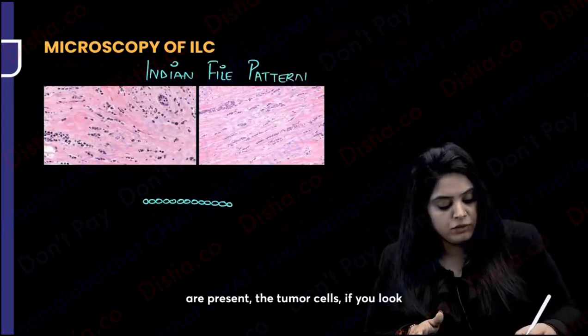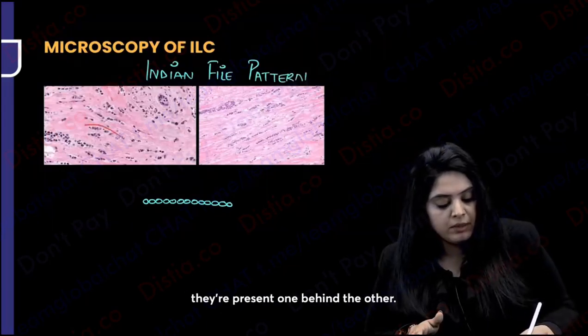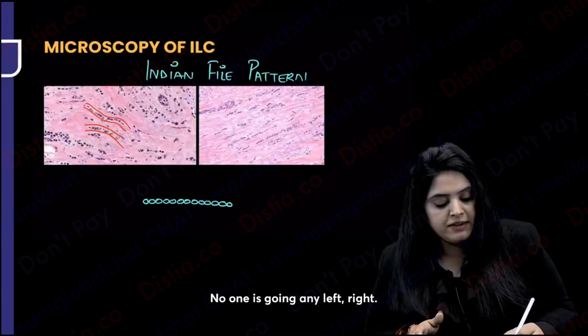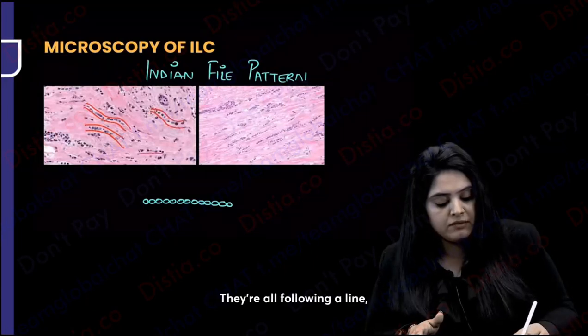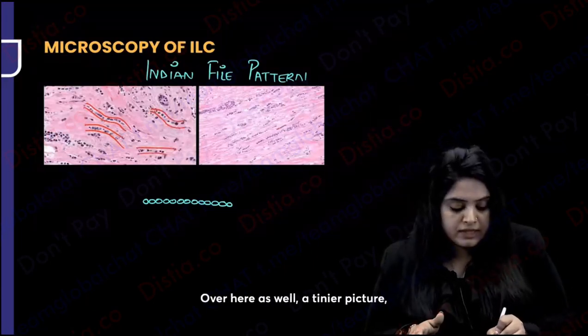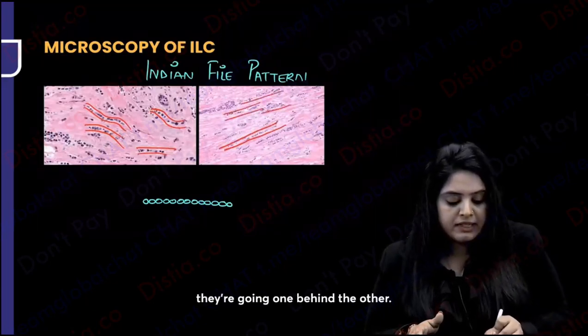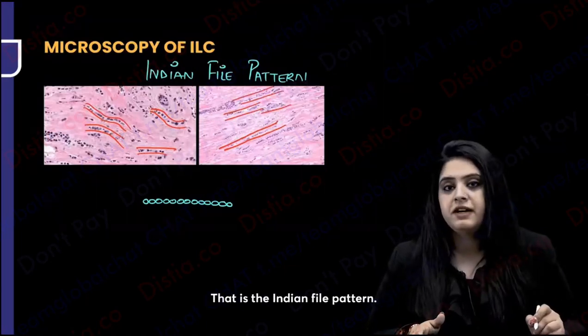The tumor cells, if you look at them, they are like a row. They are present one behind the other. Look at over here also. No one is going any left, right. They are all following a line, one behind the other. Over here as well, a tinier picture. Wherever you will see they are going one behind the other. That is the Indian file pattern.